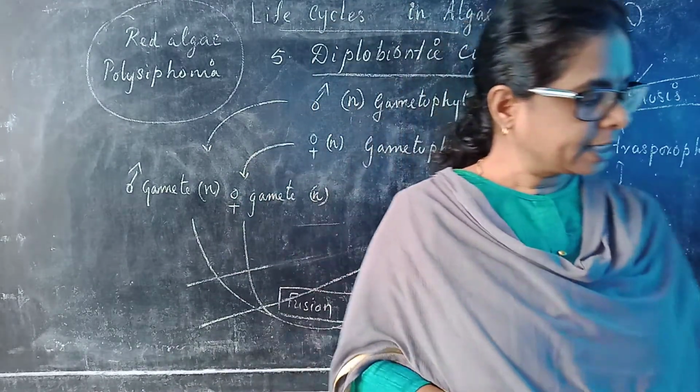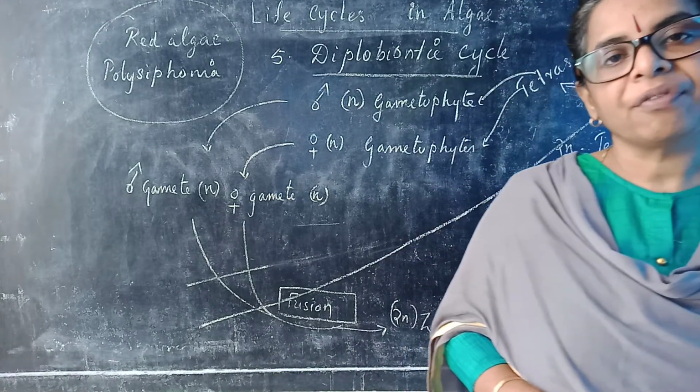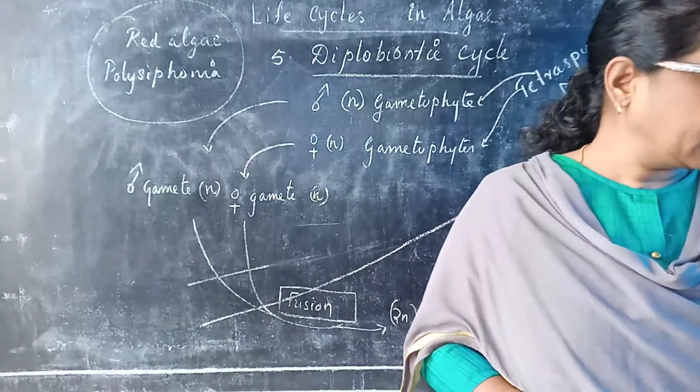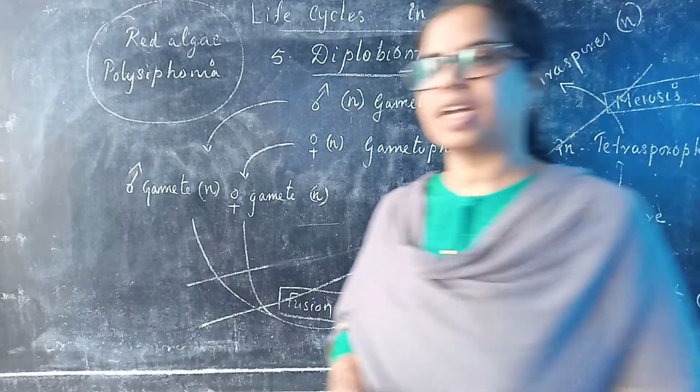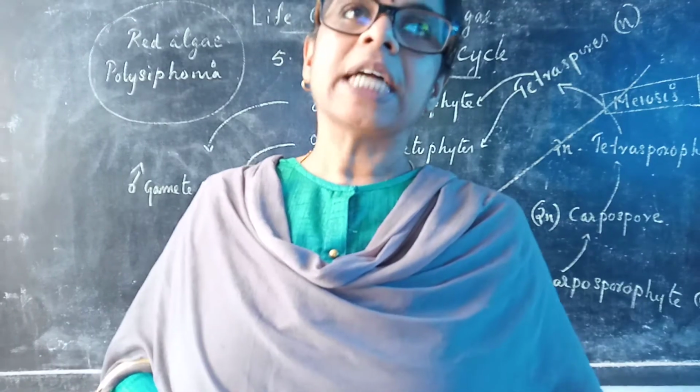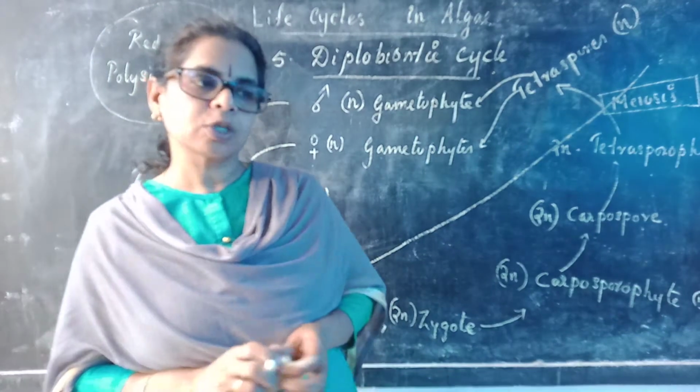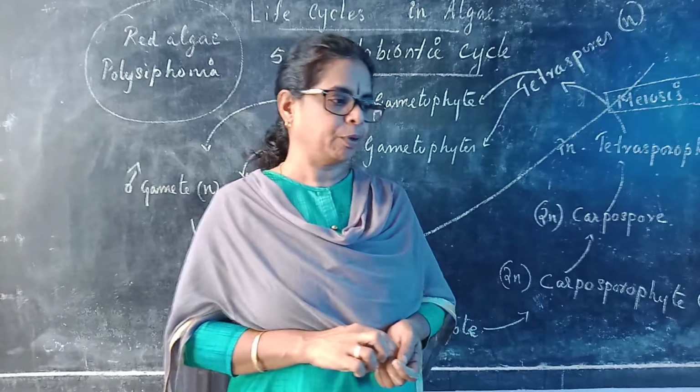Okay, so in the next class we can start with Cyanophyceae, the first class coming under Fritsch classification, and you have to study Nostoc, the type Nostoc under Cyanophyceae. Okay.